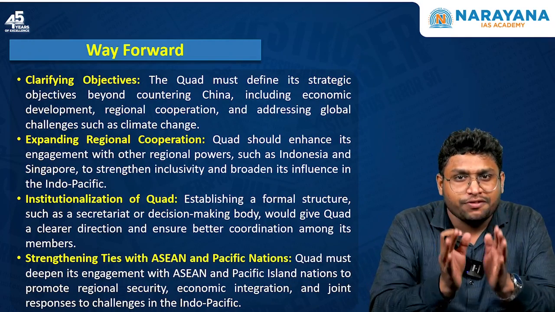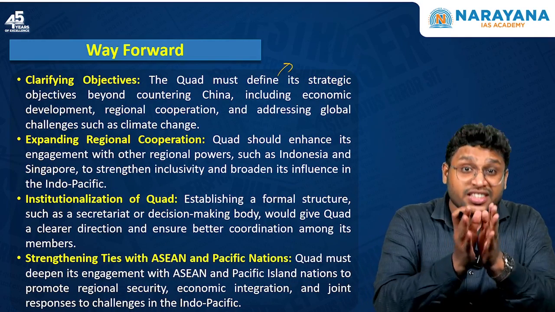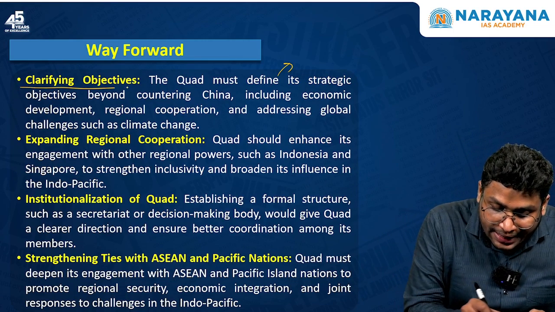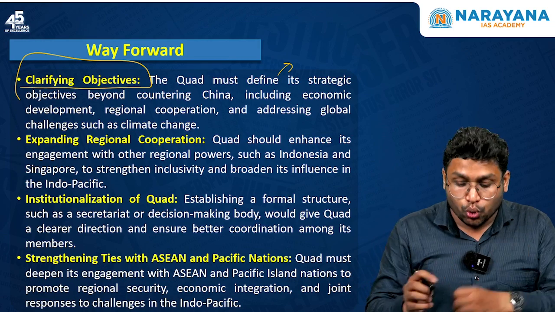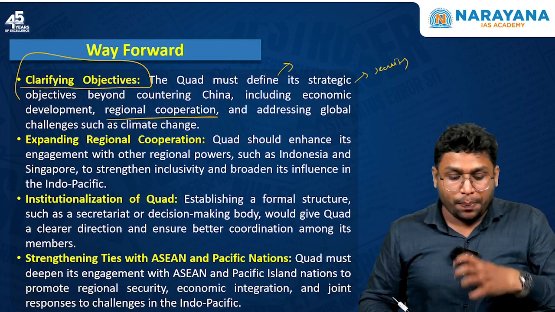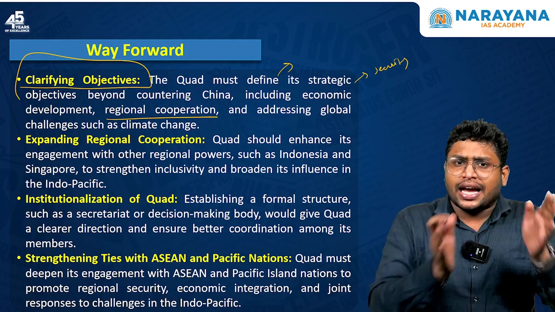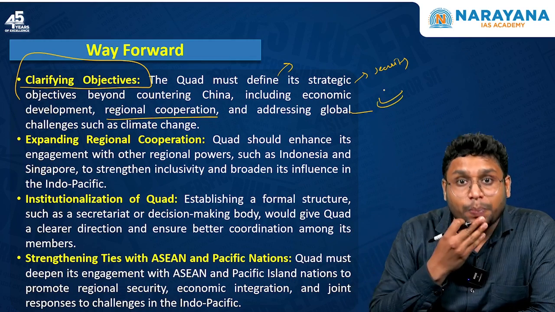Now, what is the way forward? When the summits will be held, what India can propose or what Quad countries need to do? First of all, they need to clarify their objectives. What exactly they wish to do. So in terms of security angle or in terms of regional cooperation, whatever, what kind of challenges they are going to address, all these they need to mention in an objective paper.